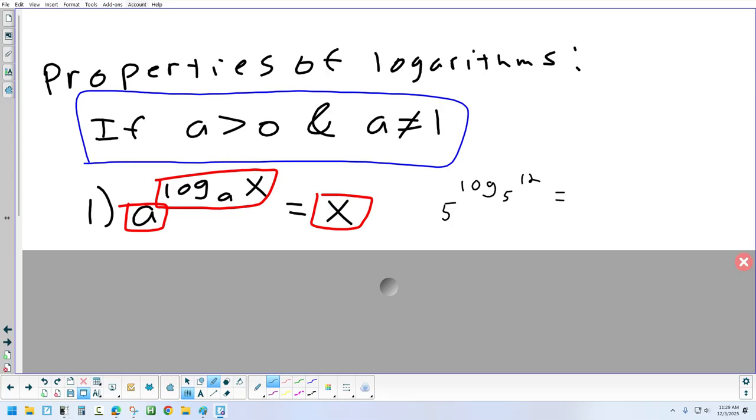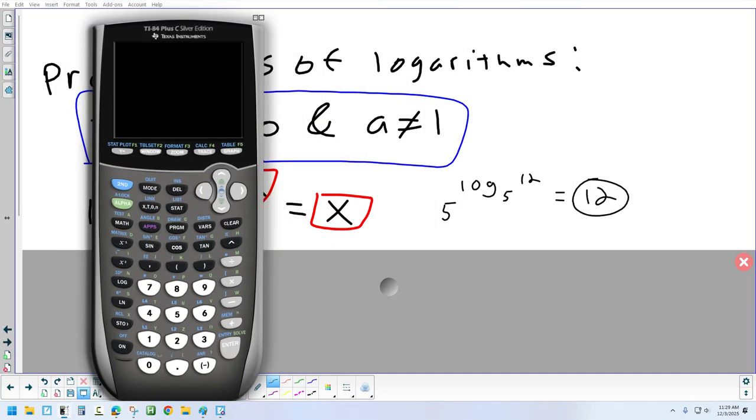The answer to that problem is very easy to figure out because it follows a special pattern. Whenever these two things match, like they do over here, the answer that you get is whatever is right there. So in this case, what would 5 to the log base 5 of 12 simplify to? Yep. 12. It's like the 5 and the log 5 cancel each other out, and all you're left with is the 12.